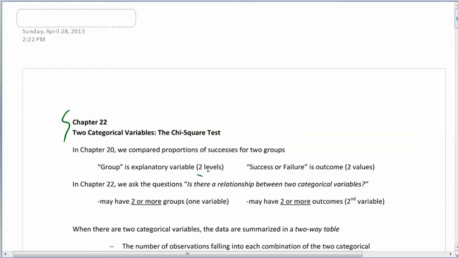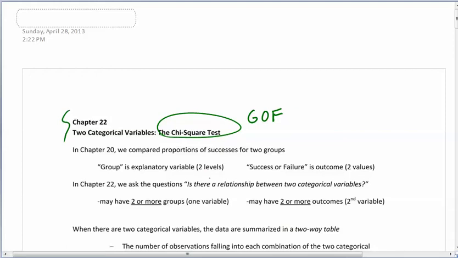Chapter 22 covers two categorical variables, the chi-square test, and we've already actually done the chi-square GOF goodness of fit test because it's a little easier to get started on. But actually our textbook covers what's called a test of independence first. So let me back up.